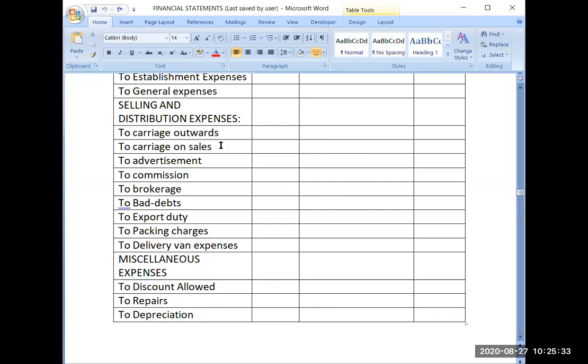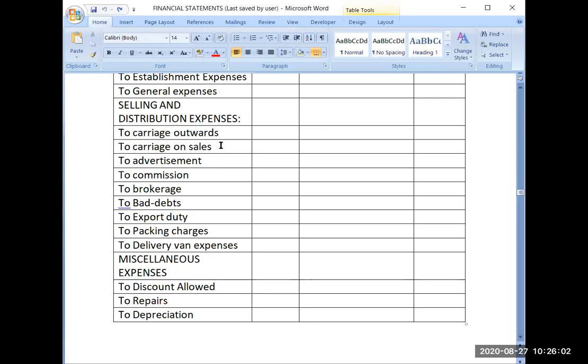It is quite possible that some of your debtors don't pay you money back. So bad debts is also a type of selling expense. It is a loss. Export duty: at the time of trading account, I told you about import duty and custom duty. Export duty is paid on exports. Exports means you are selling goods to some other person in some other country, so it is also a selling expense.